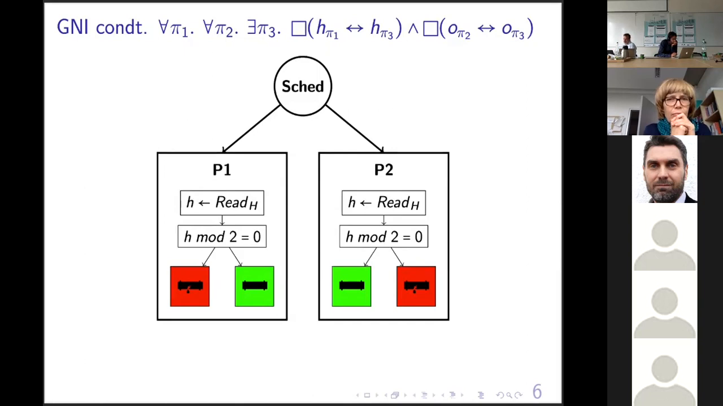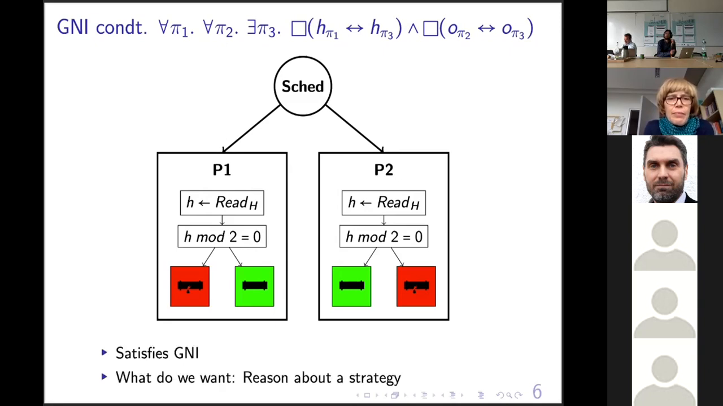And on top of that, we have a scheduler that in each step can decide which of those two programs takes the next input. So if we now abstract this program by viewing the scheduling decision as the non-determinism in our system, this program satisfies generalized non-interference because, again, the trace pi3 is fixed knowing all the traces pi1 and pi2.